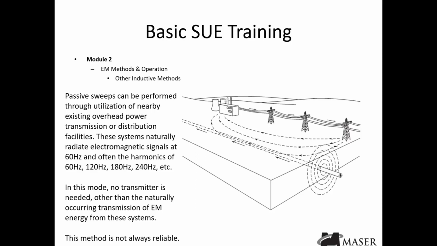This is a very useful method, because a lot of times we can go out and do what we call passive sweeps with no transmitter, just the receiver in hand. And by using the re-radiated electric signals, we can designate the horizontal pathway of facilities that are in the ground that are capable of carrying or re-radiating electromagnetic signals. This method is not always reliable, but it is a method that we can utilize, and if utilized properly, can yield good results.